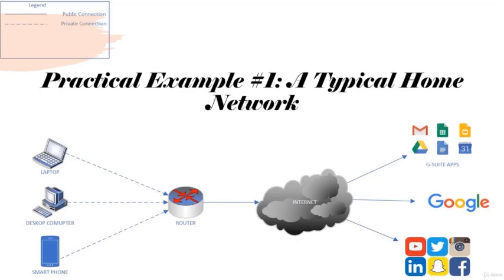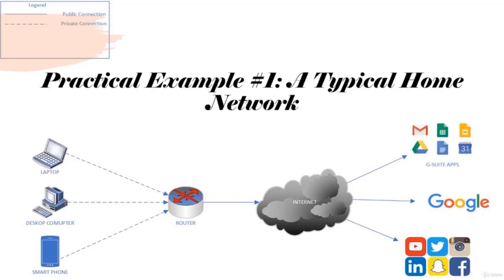As you can see in the legend in the top left, public connections are solid lines and private connections are the dashed lines. Remember, I told you that when you are at home, you're on a private network. That's the network that all the computers on your network typically can talk to each other. They all have private IP addresses. Your laptop, your desktop computer, and your smartphone all reach out to your router, okay? And through your router, you're able to access the internet.